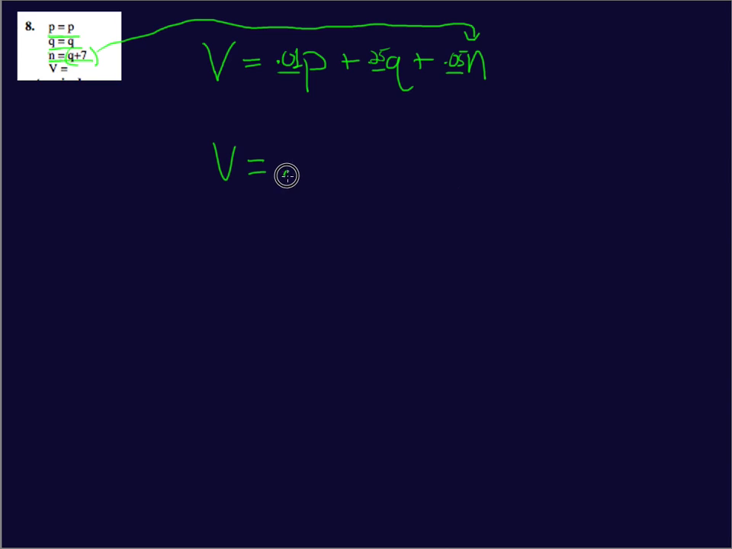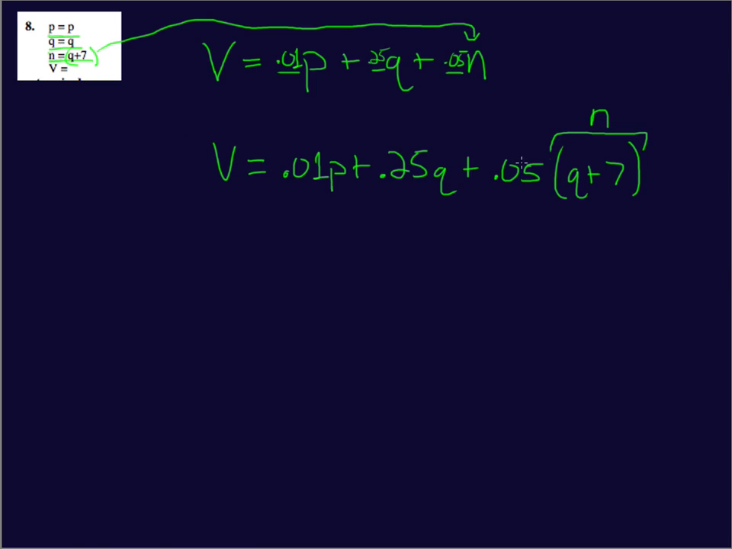We didn't change anything on P, so we just have 0.01 P plus 0.25 Q plus 0.05. We still leave that, but now we replace the N with what they had over there, which is Q plus 7. And it's important that we leave those parentheses because this whole expression here is the same thing as N. If we don't put those parentheses, then it means something different.